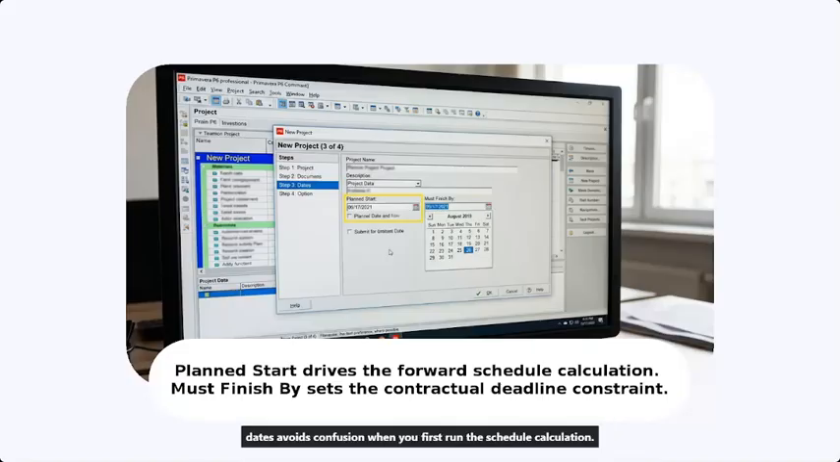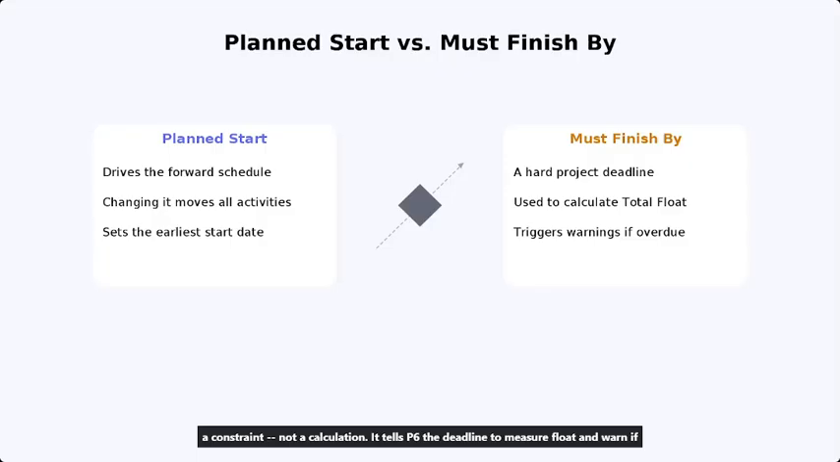Plan start drives your schedule, change it, and every activity moves. Must finish by is a constraint, not a calculation. It tells P6 the deadline to measure float and warn if you slip past it. Both fields are required. If you don't have a confirmed deadline, enter your best estimate. Update it when the contract is signed.